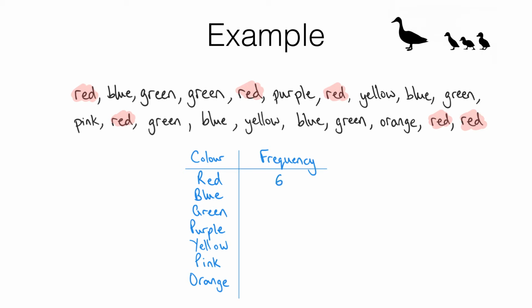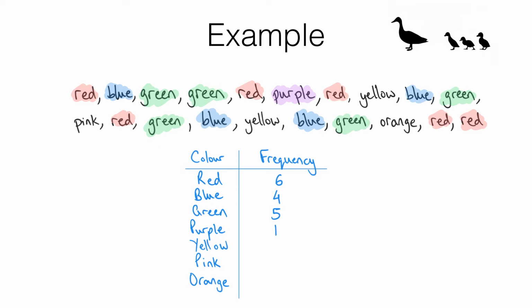Let's look at blue now. How many people said blue? Well, we have 1, 2, 3, 4 people that said blue. How many people said green? Well, that's 1, 2, 3, 4, 5 people that said green. How many people said purple? It looks like it was just this one person. So I need to list 1 there.